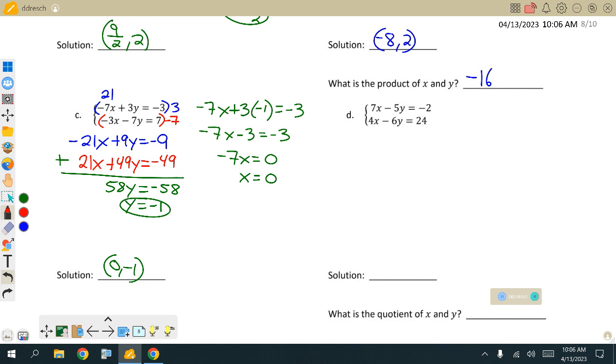Cool. 5 and 6, 5 and 6. What's a number that both 5 and 6 go into? 30. Yeah, there's no smaller number, is there? 5 and 6 has got to be 30. So we got to make those 30 y's.